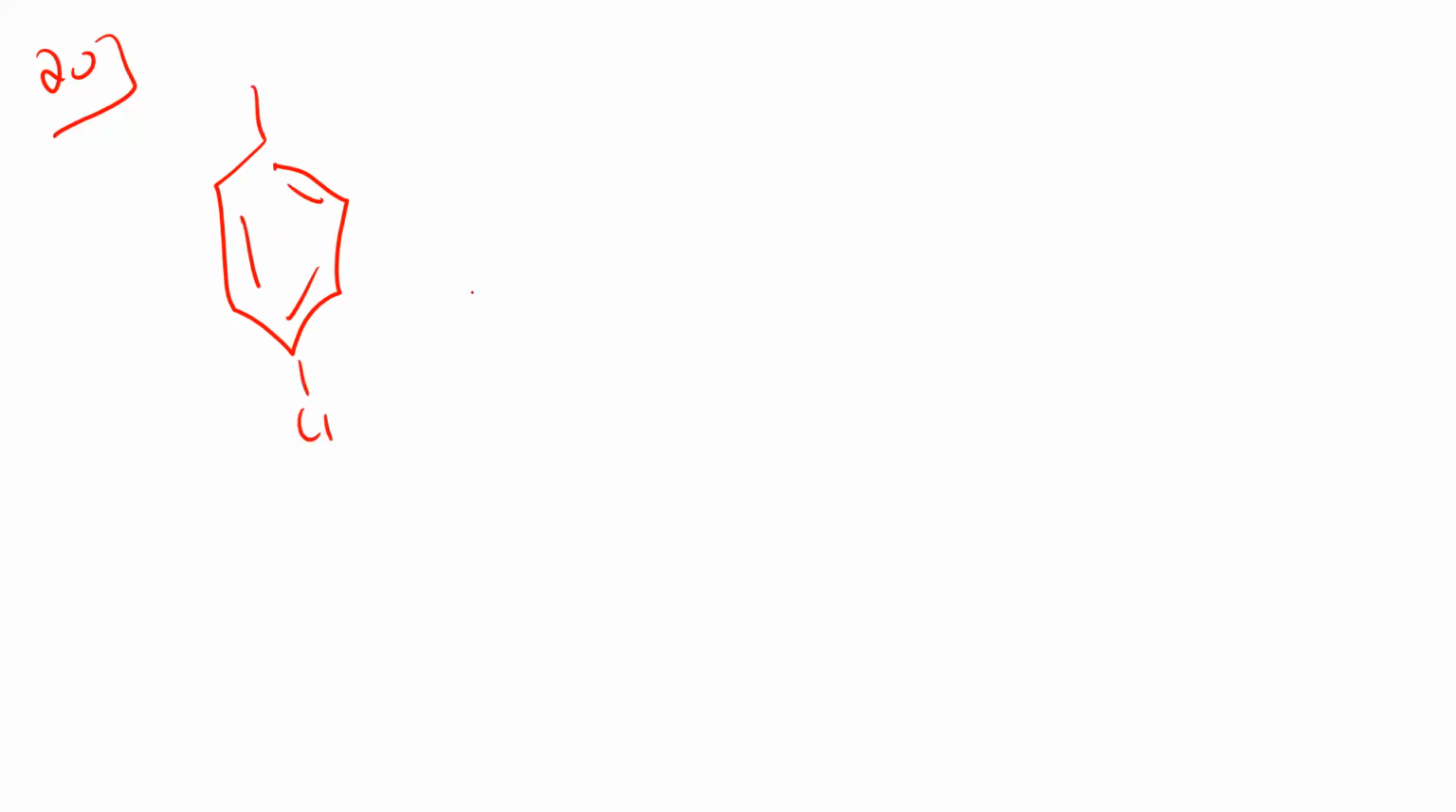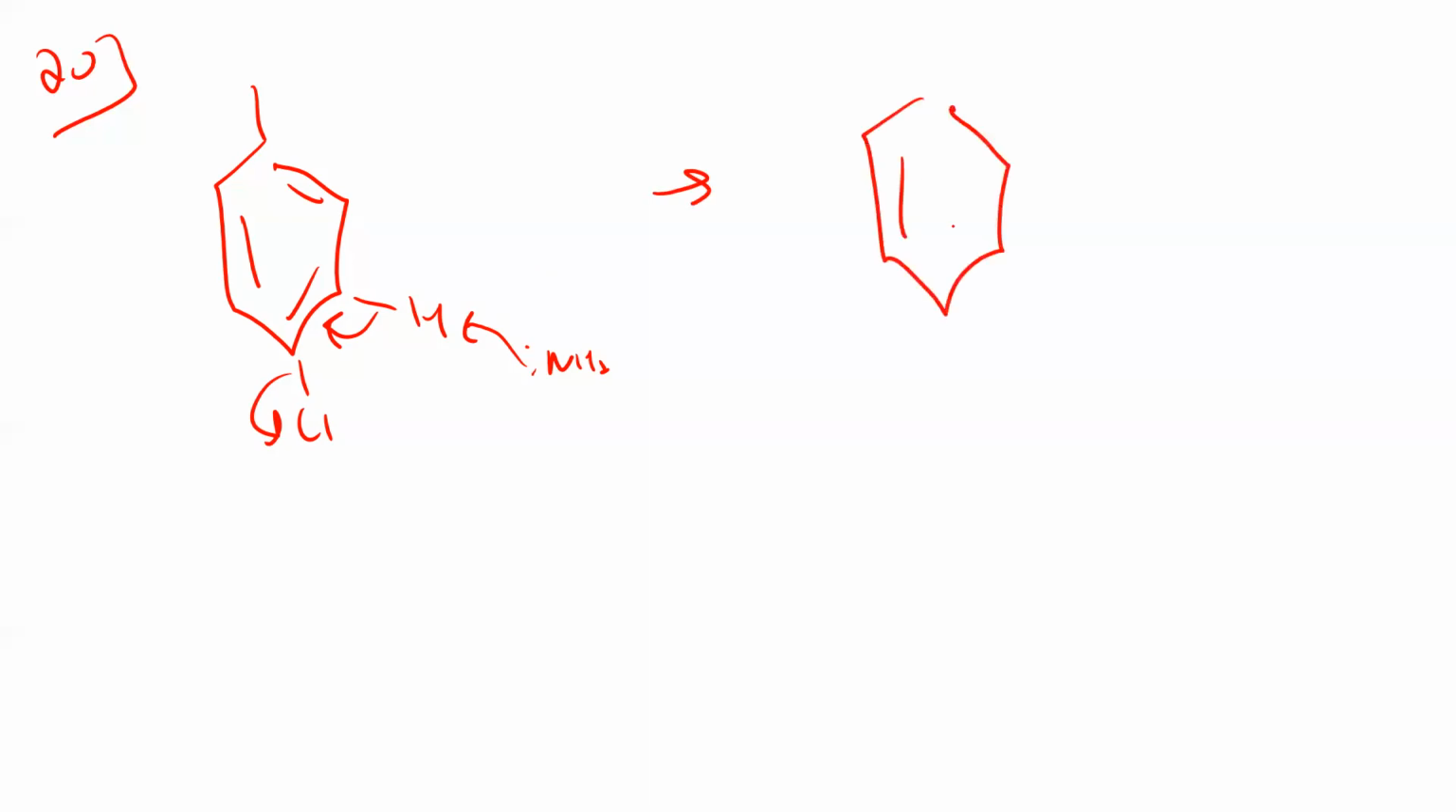Remember, chlorine's a really good leaving group. We still have that proton here, and this amide is a good base. It's going to do this, and that's going to be gone. Then we're going to have something like this, where I have this benzyne group, right?